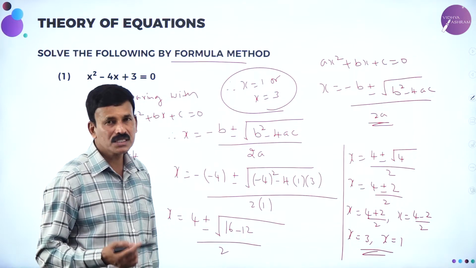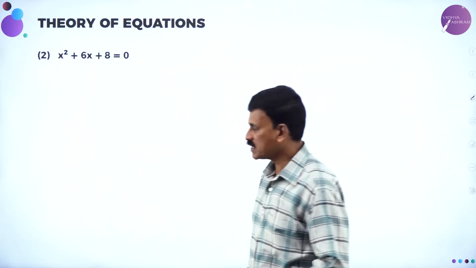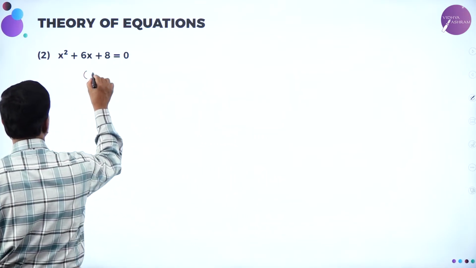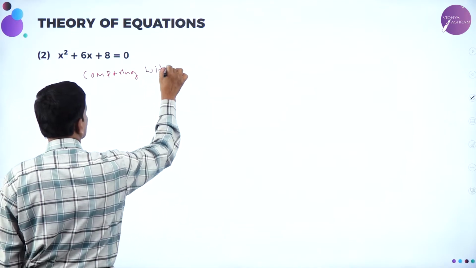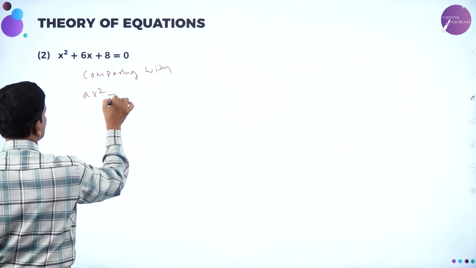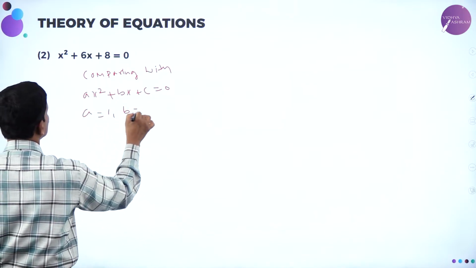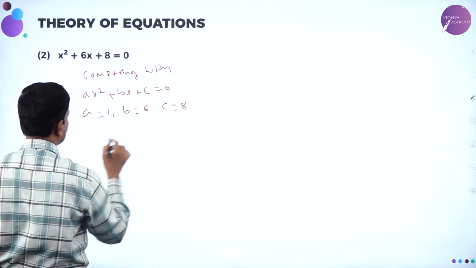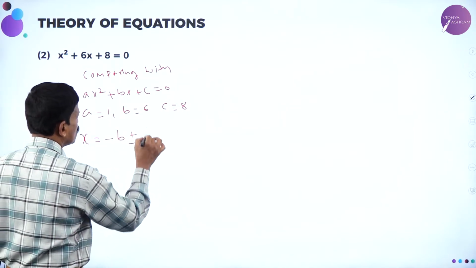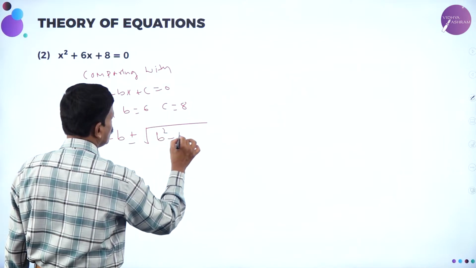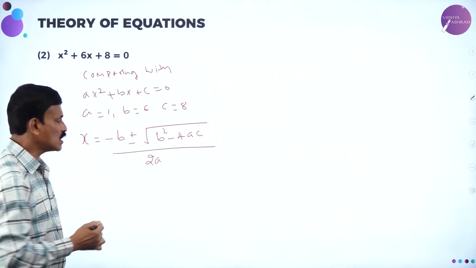Now, let us come to the same type of problem. Let us take one more example. x square plus 6x plus 8 is equal to 0. Comparing with the standard equation, ax square plus bx plus c is equal to 0, a is equal to 1, b is equal to 6, c is equal to 8. What is the formula? x is equal to minus b plus or minus root of b square minus 4ac divided by 2 times a. Substitute here.